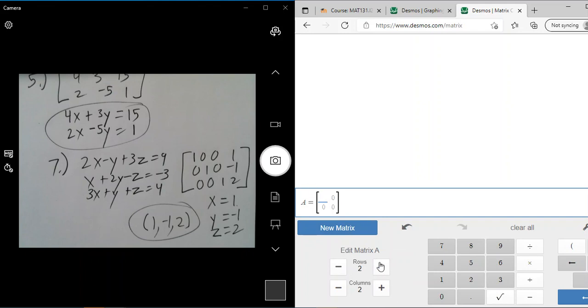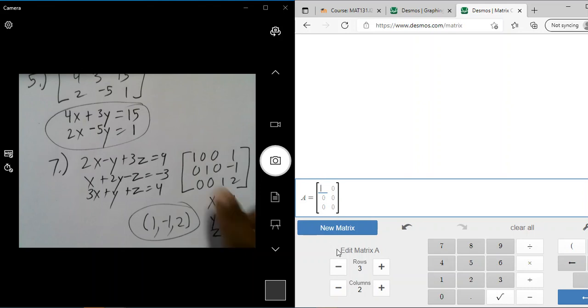So this is a 2 by 2. If you click add, that'll increase your rows, so that'll be 3 down. And then we had a 3 by 4, so your columns would be 4. So this is your 3 by 4 matrix.